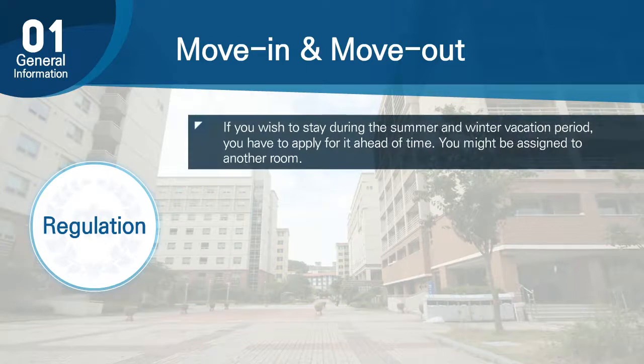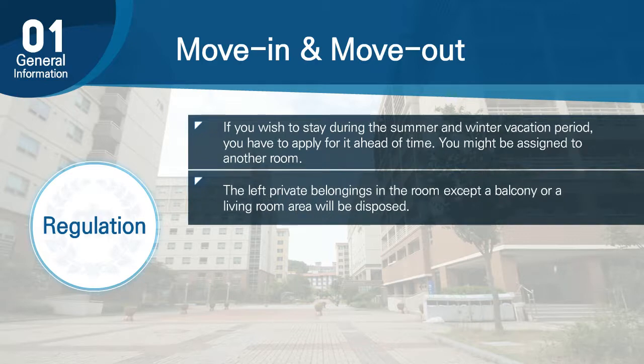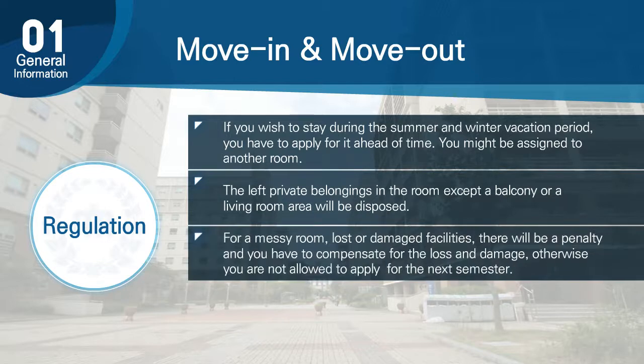If you wish to stay during the summer and winter vacation period, you have to apply for it ahead of time. You might be assigned to another room. The left private belongings in the room, except a balcony or a living room area, will be disposed. If the room is messy or facilities and items are lost or damaged, there will be penalty, and you have to compensate for the loss and the damage, otherwise you are not allowed to apply for the next semester.